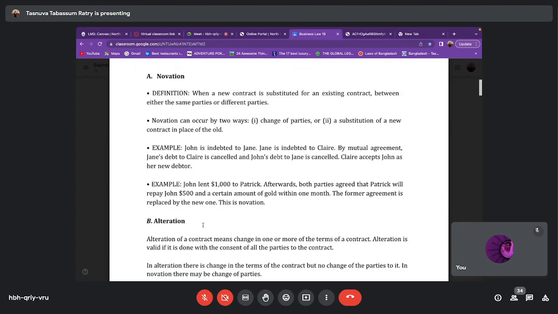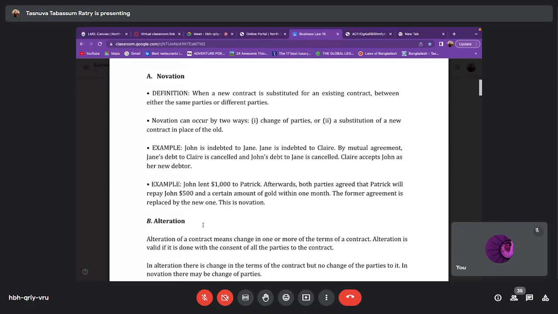According to the existing contract, it was agreed that he will be giving $1,000 in cash to Patrick, right? He's the debtor, Patrick is the creditor. Now, both the parties have mutually agreed that he will be repaying the loan, however, to different terms and conditions. First term, he will be paying $500 in cash, and the second term is that a certain amount of gold, which approximately costs around $500, will be paid off.